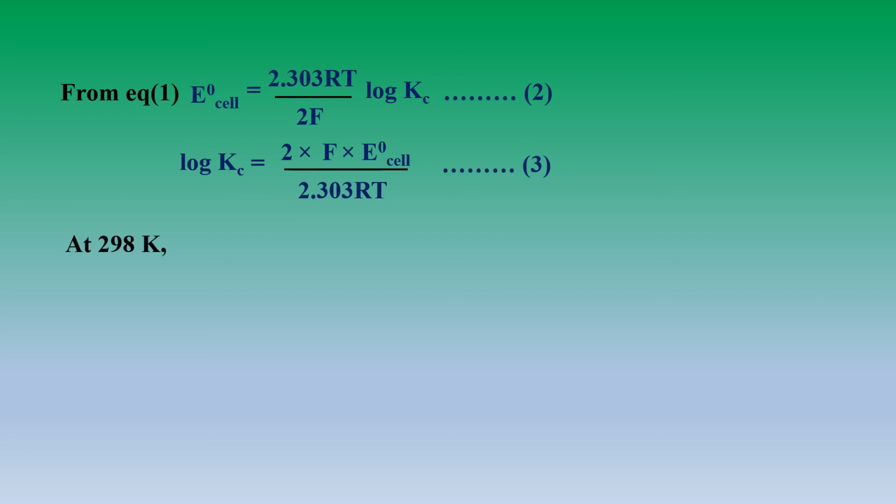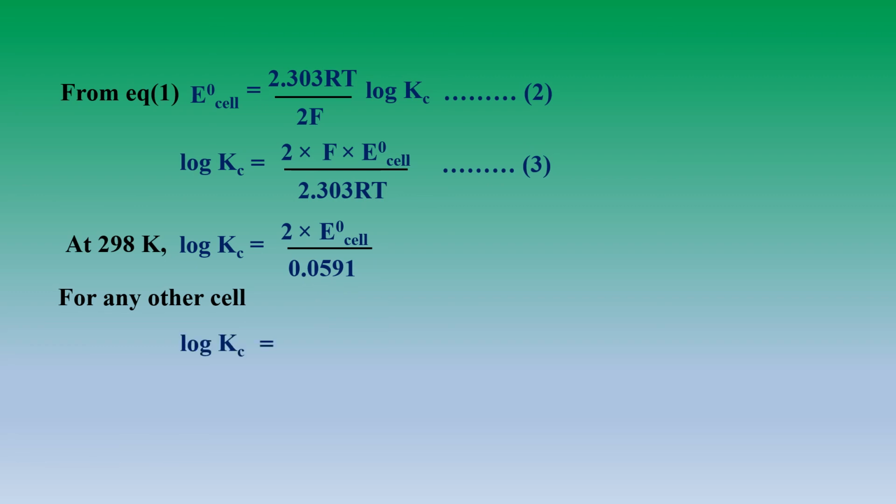At 298 Kelvin, so we have to take the temperature as 298 Kelvin, log Kc is equal to 2 into F. Instead of F, we substitute all the values. It is equal to 2 into E naught of cell divided by 0.0591, because we substitute F as 96,500, R as 8.314 and T as 298 Kelvin. So this value becomes 0.0591. So the total value is this much.